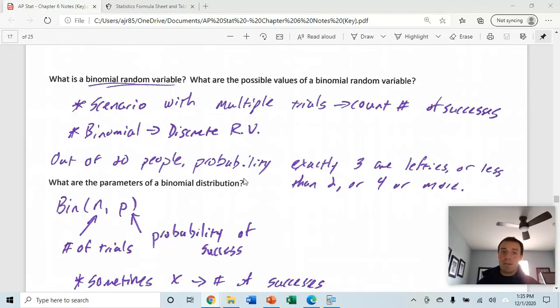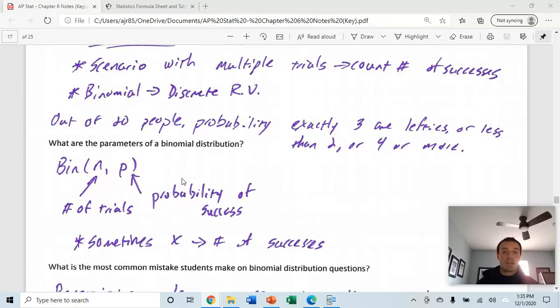So a binomial random variable is a scenario with multiple trials, and we're counting the number of successes. Like I said, our example with our lefties, okay, what is the probability of exactly 3, or less than 2, or 4 or more? Binomial random variables are discrete random variables. So when we're talking about a binomial random variable, it's defined by two things, the number of trials, which is n, and then p, which is the probability of success. You'll also sometimes see x or k involved, which represent the number of successes.